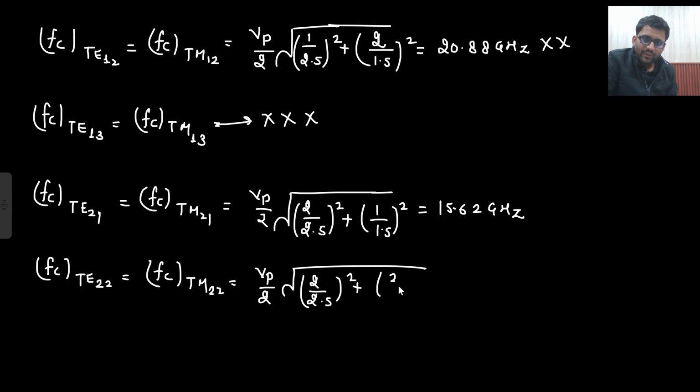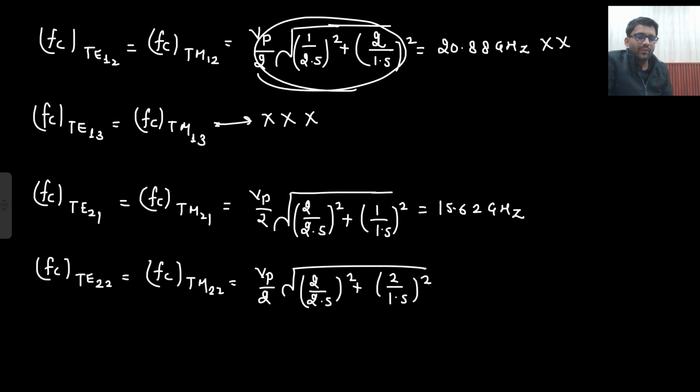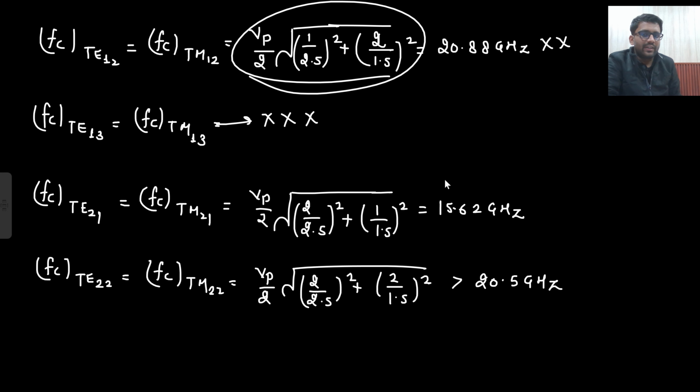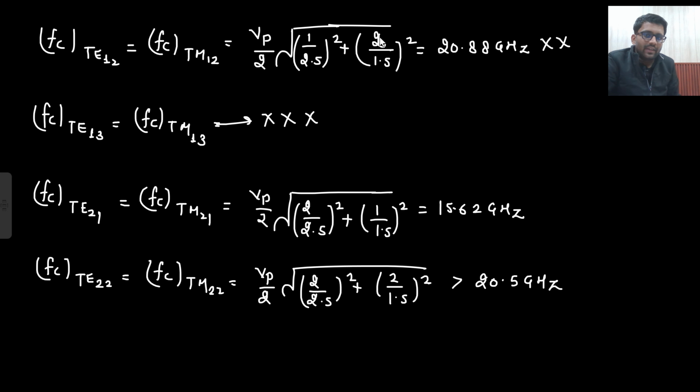2 by 2.5 divided by 2 by 1.5. Do I need to check the value for this one? Because I know that this value was greater than 20.5 gigahertz. Then certainly this will be greater than 20.5 gigahertz, you know. Are you getting this point or not? If this value was greater, that means here 1 was there, but here there is 2. This portion is same, this portion is same, only this portion is different. So this portion is larger than this one. So certainly it will be greater than 20.5 gigahertz, or you can say it will be greater than 20.88 gigahertz. So if it is greater, then certainly it will not propagate. So next I don't need to calculate, right? So only this is propagating.